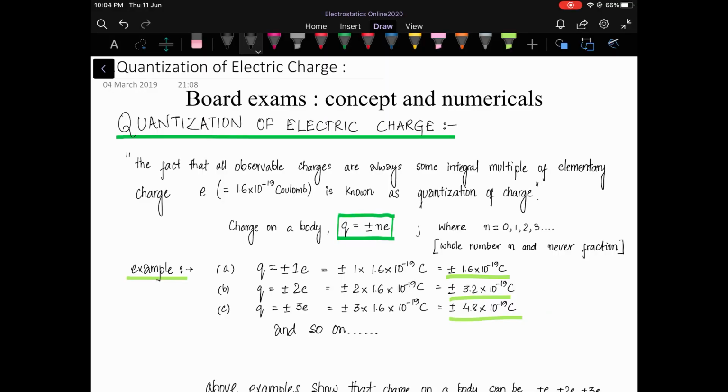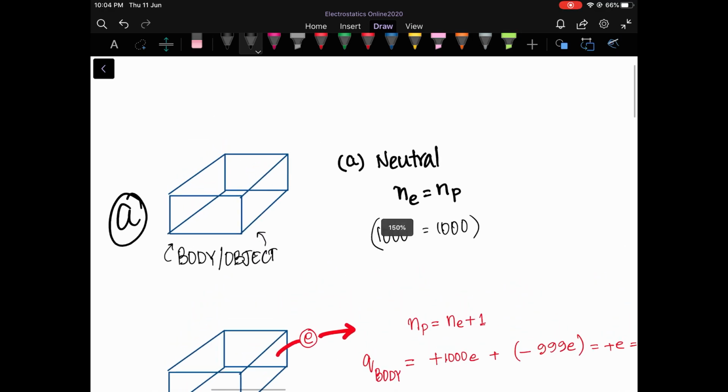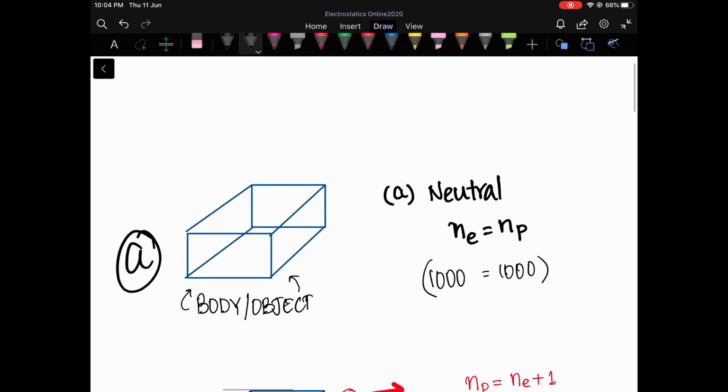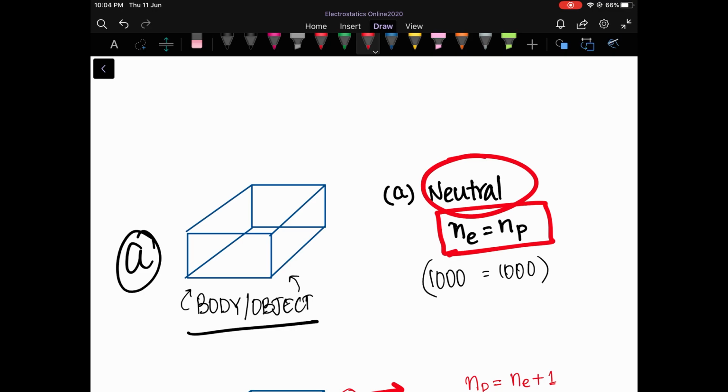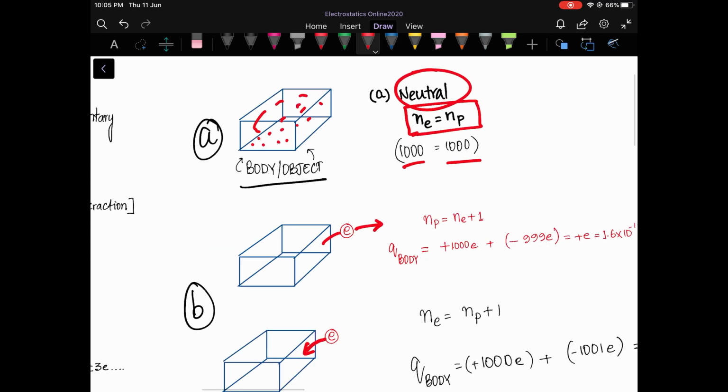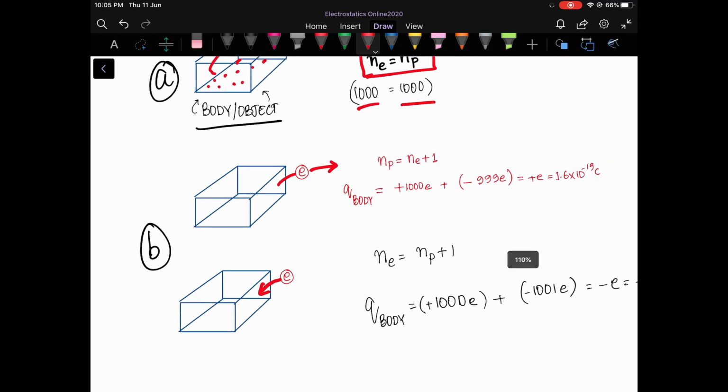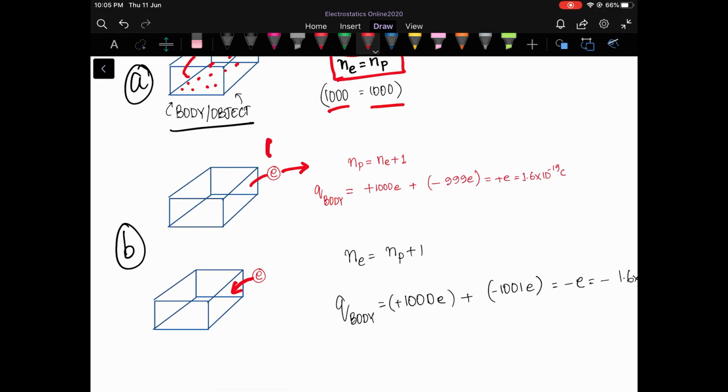Next, we have a very important topic called quantization of electric charge. To understand this property, let's have a look at this example. Here, suppose first we have a body or an object that is neutral, equal number of protons and electrons. Let's say they have 1000 and 1000 of them. So we have 1000 protons and 1000 electrons. Now the simplest thing that can happen with this box is that it can lose one electron or it can gain one electron.